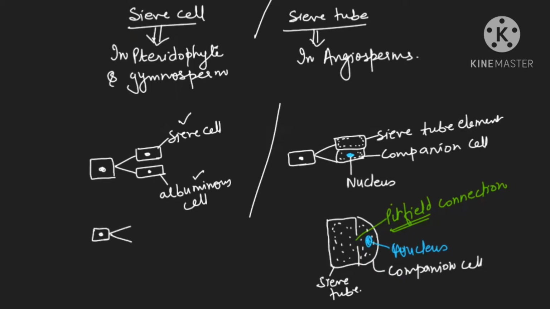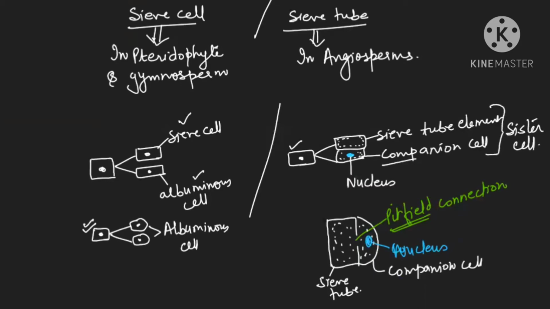It can divide to form two albuminous cells also. So it is not necessary that one cell has to divide to form sieve cell and albuminous cell. Albuminous cell can come separately from another cell. But here, if you see carefully, companion cell has to come from the same mother cell from where the sieve tube is coming. So in this case, they both are sister cells.